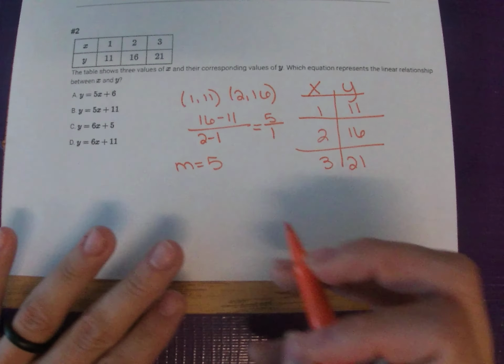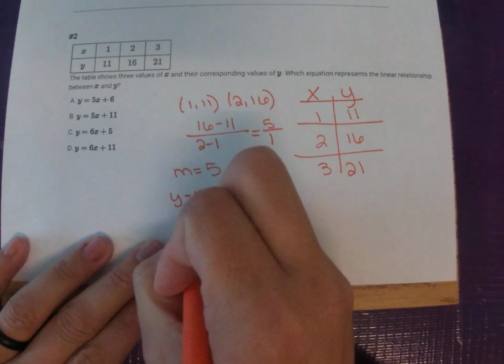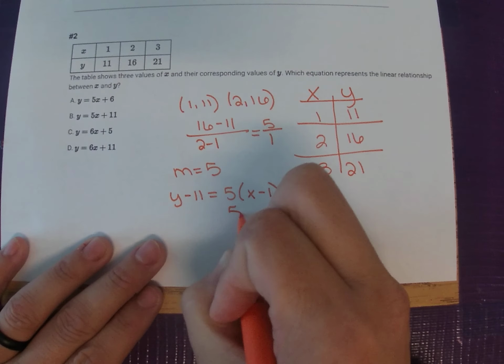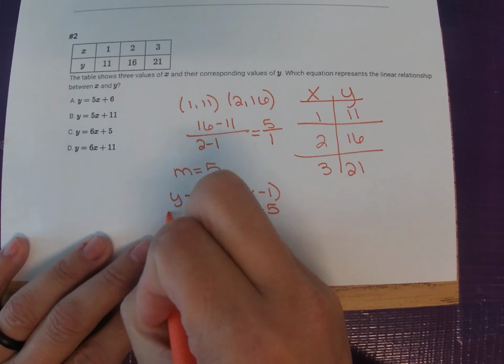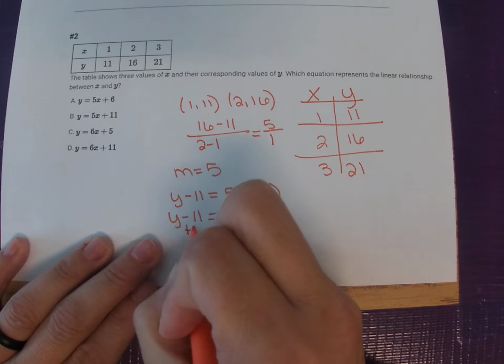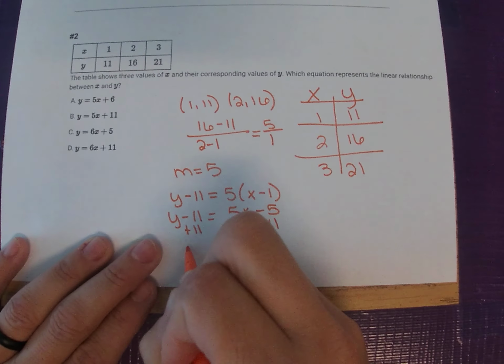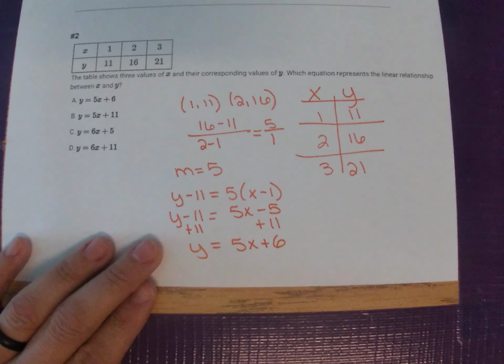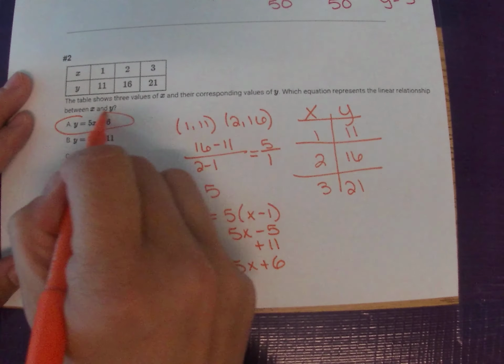right? Then we're going to pick a point. And so y minus 11 equals 5 times x minus 1. I'm going to solve. We'll get 5x plus 6. And so we should have picked option A.